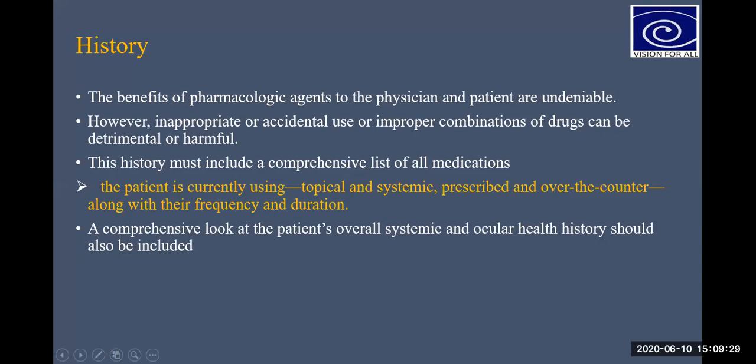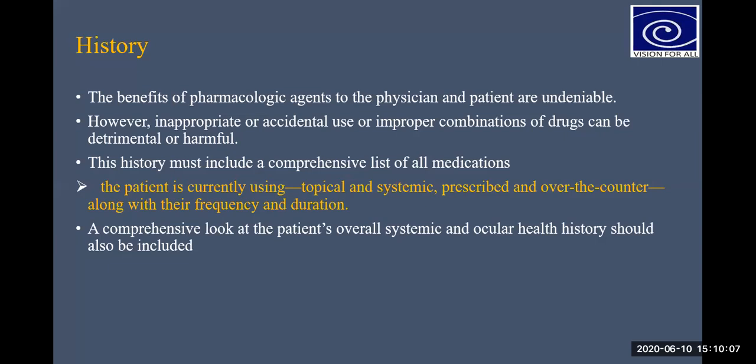The benefit of the pharmacologic agents to the physician and the patient are undeniable. Undeniable means unable to deny. However, inappropriate or accidental use or improper combinations of drugs can be detrimental or harmful. So for this reason, a case history must be taken before any drug is applied or prescribed for the patient. The history must include a comprehensive list of all the medications the patient is currently using.